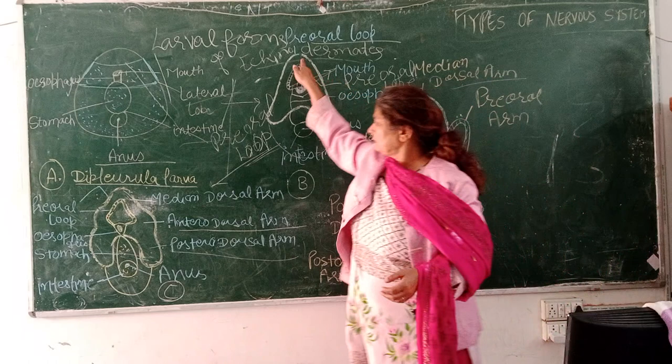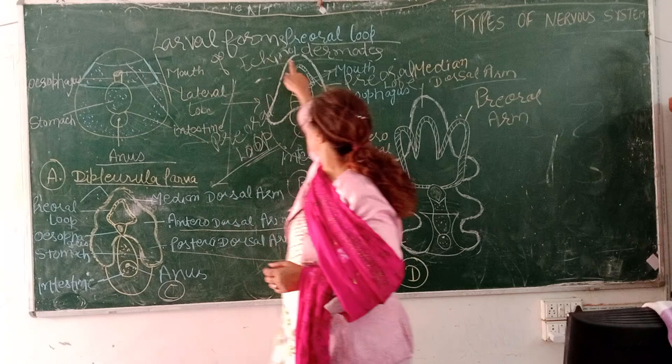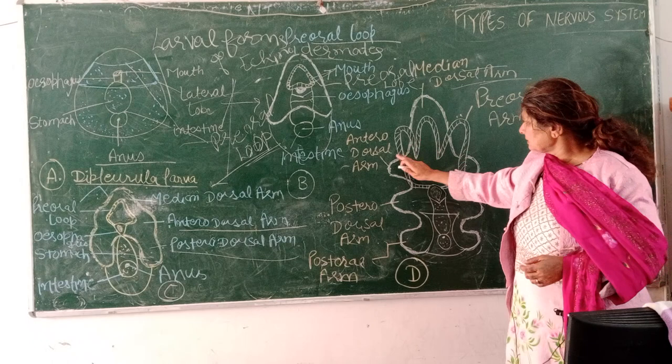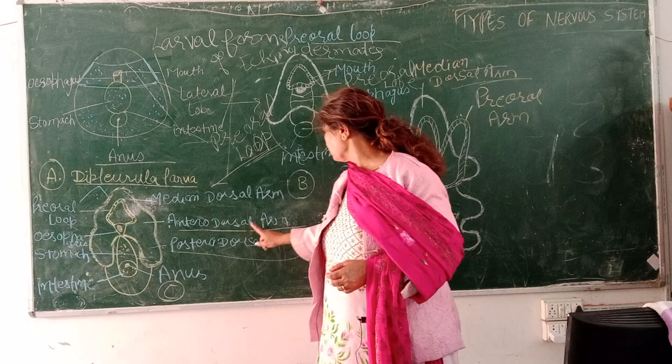Clear? It starts from here and expands here and is further developed here. This is called the median dorsal arm. Next is this one, the anterior dorsal arm. We have written anterior dorsal arm. That is moving toward the anterior side.